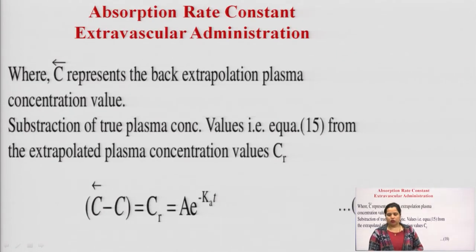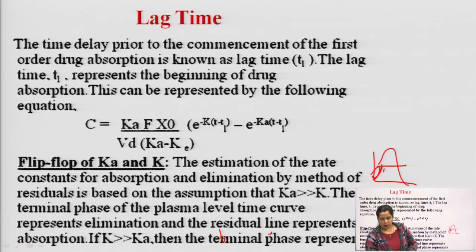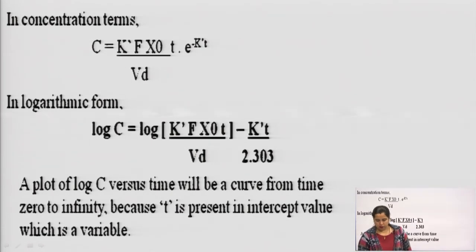So, this is how we can calculate the flip flop Ka and K. Once again I repeat, the estimation of the rate constant for absorption and elimination by method of residual is based on the assumption that Ka is much, much higher than K elimination, because at the time of absorption phase, only absorption occurs and the elimination will be very low. So, the time profile curve represents elimination and the residual line represents absorption. So, this phase is the elimination phase and the remaining is your absorption phase. This is how we can calculate flip flop type of concentration.